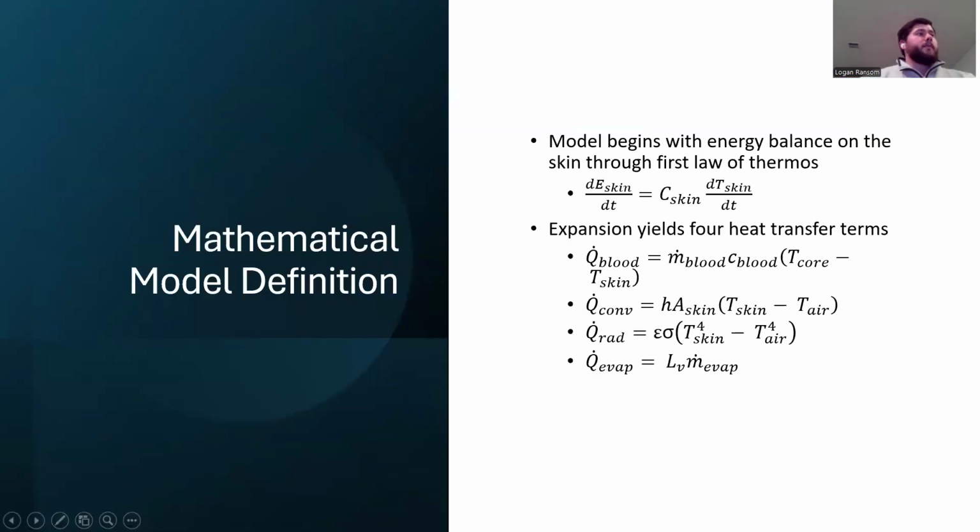So to begin, the mathematical model driving the analysis had to be derived. This started with an energy balance using the first law of thermodynamics on the skin. Continuing, four modes of heat transfer were then expanded in the change in energy over time of the skin. And these were conductive heat transfer from the body's core to the skin, convective heat transfer based on the surrounding environment, radiative heat transfer based on the surrounding environment, and evaporative cooling, which is done through the sweating process.